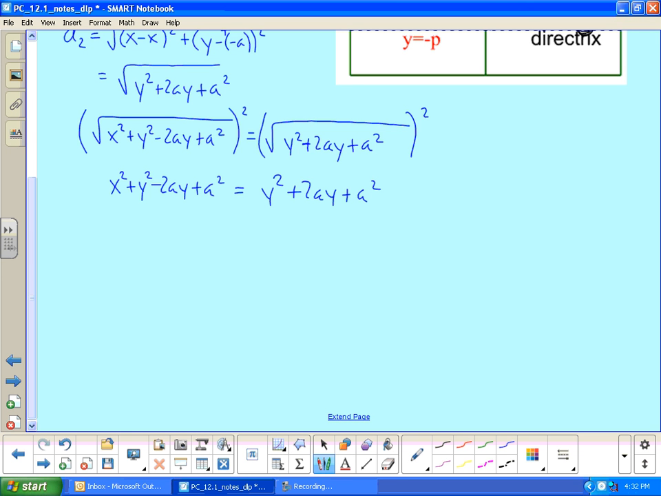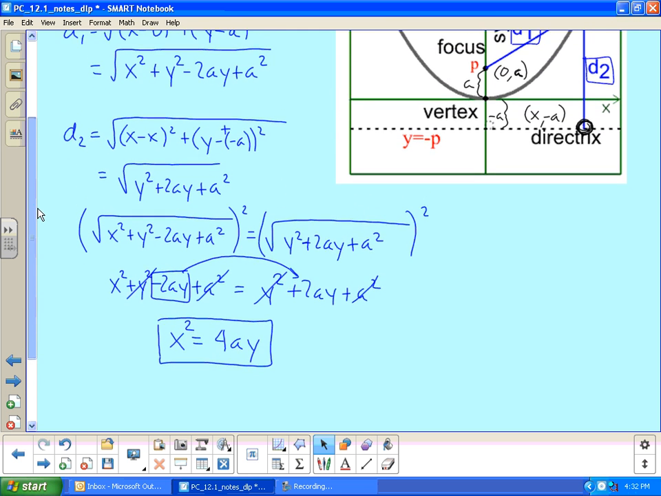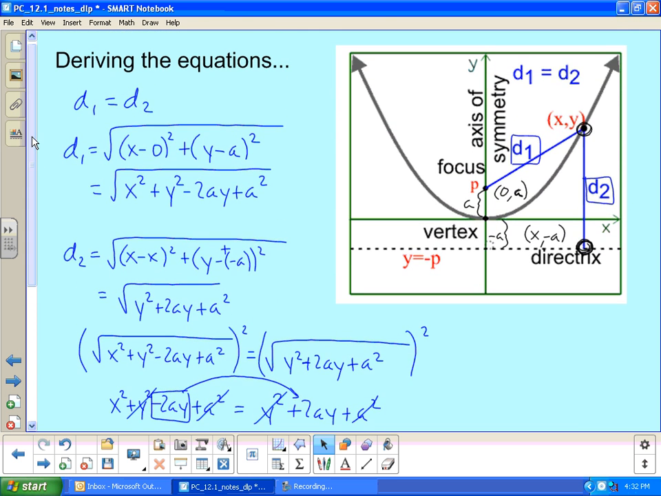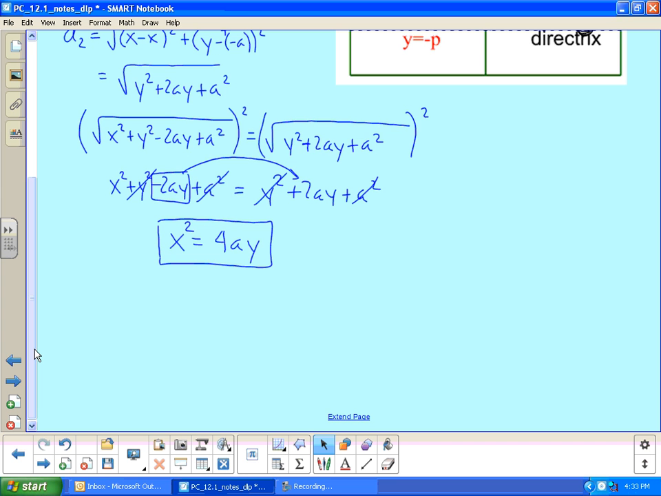Now we're going to move some things around here. My y squareds are going to cancel each other out, and it looks as though my a squareds will cancel each other out. Let's solve for x squared. I take my negative 2ay and add it to the other side, and I get x squared equal to 4ay. And there's one of our equations that we looked at in the previous slide, our vertical graph opening up or opening down, depending on the value of a. So that is using the distance formula and our definition of a parabola to come up with an equation for a parabola. And we're going to be doing this throughout some of the problems on the homework.